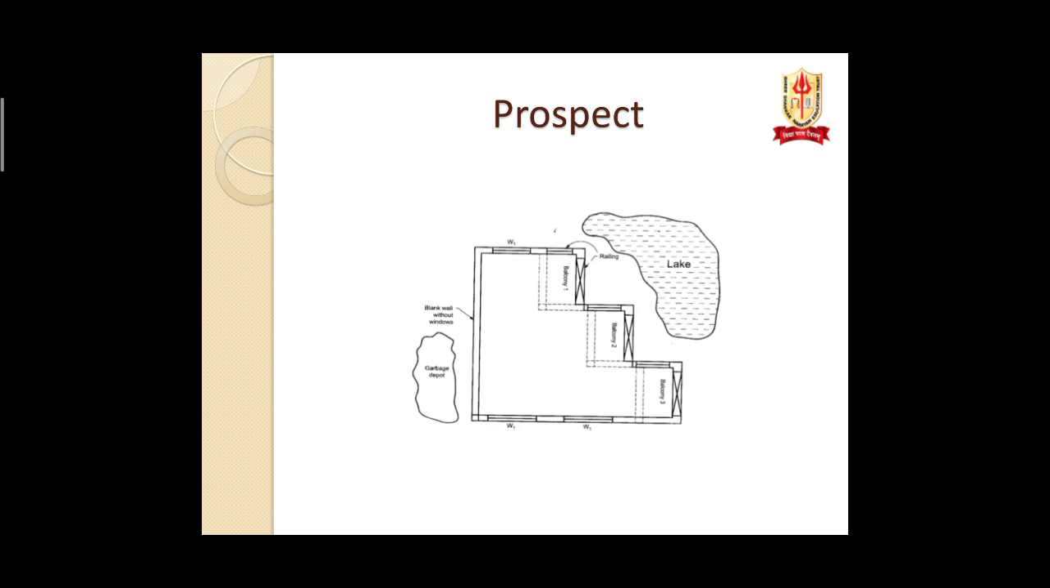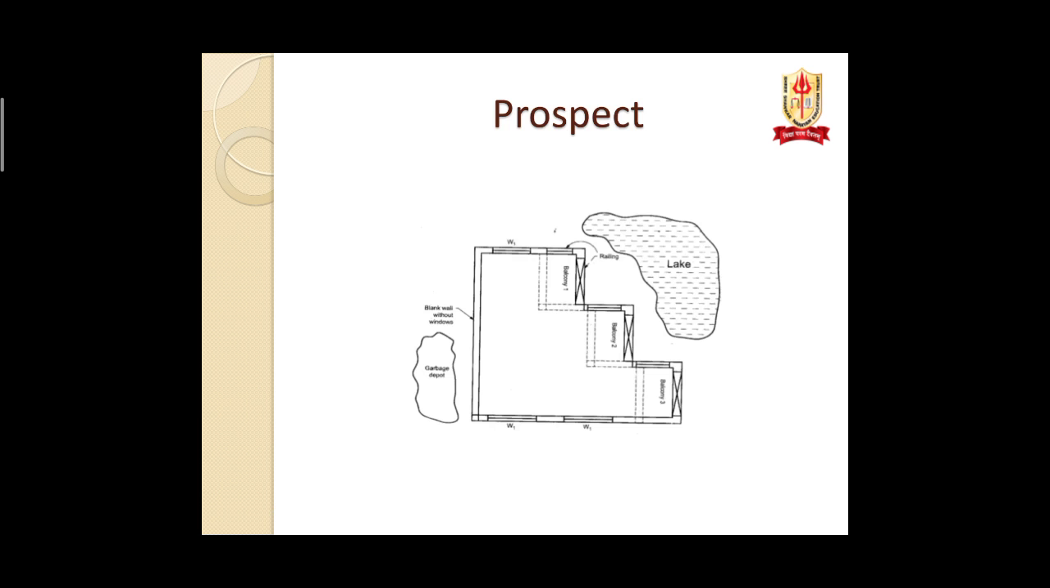For example, in the diagram, prospect means we are going to construct a window or a door in the direction where the view is very good, and we are going to block the unwanted view by simply not constructing a window in that wall. So garbage or a nala or anything which has been flowing or kept beside a building, we can block that side, because we don't need that undesirable view.